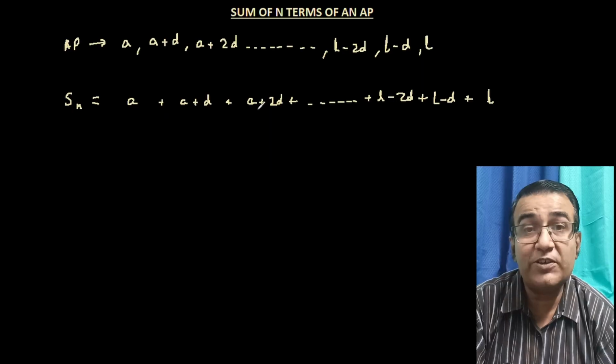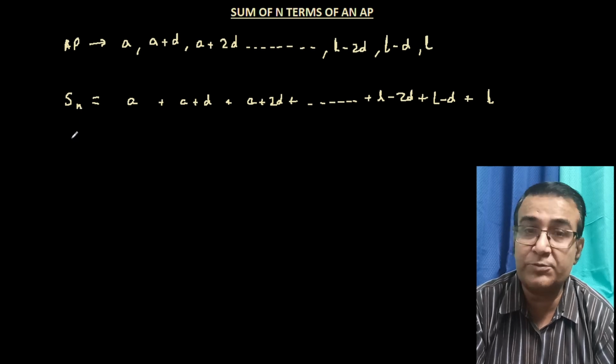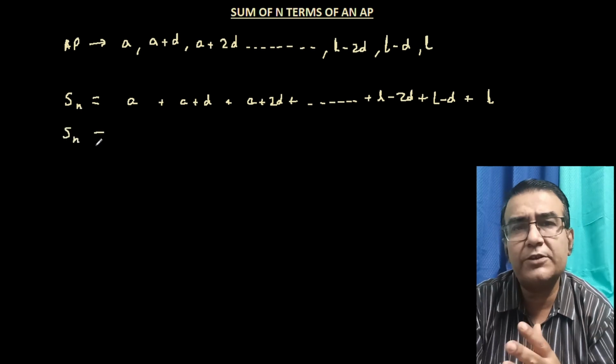Now we know that addition is commutative and the order of addition does not matter. For example, 2 plus 4 is the same as 4 plus 2, or 2 plus 4 plus 6 is the same as 6 plus 4 plus 2, or 2 plus 6 plus 4, or whatever order you take it, it is going to be commutative. It is going to give you the same answer. So obviously we can again write this Sn, or the sum of n terms of an arithmetic series, in the reverse order also.